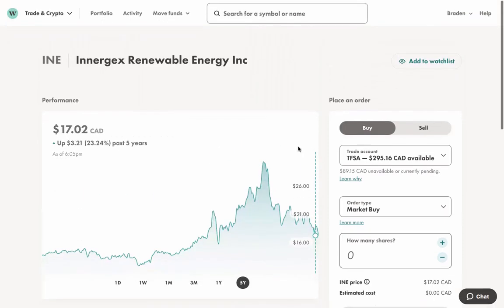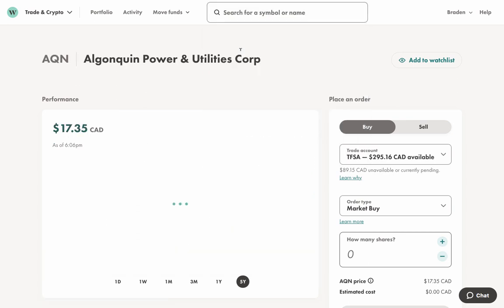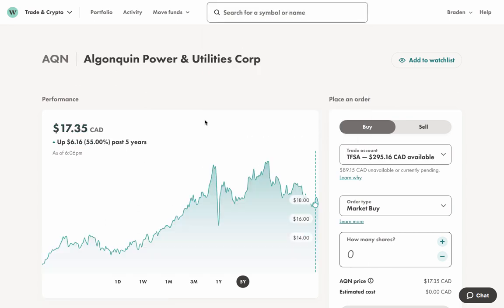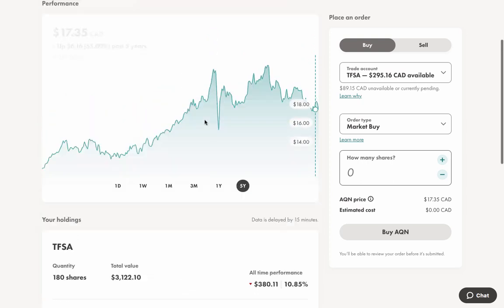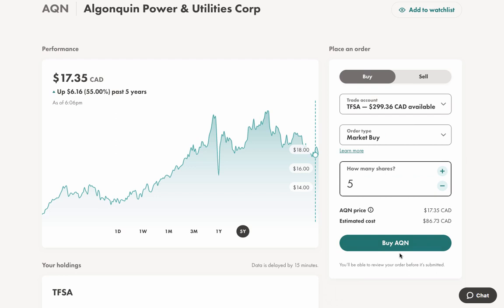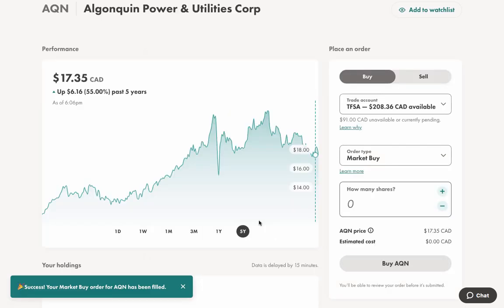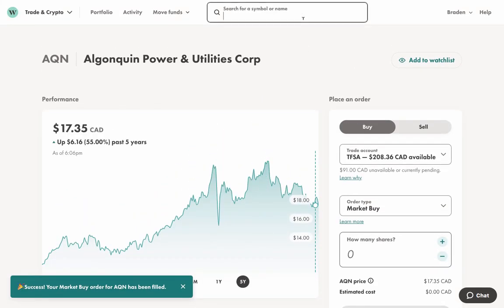Okay, so the next one that I want to pick up is AQN. This is one of my bigger holdings actually, but they're also just really beat up at the moment. They're down 10% on my average price, and I want to take 5 of these guys as well. Again, probably a little bit less than $100 there. We're going to put that also into the tax-free savings account. Nice.